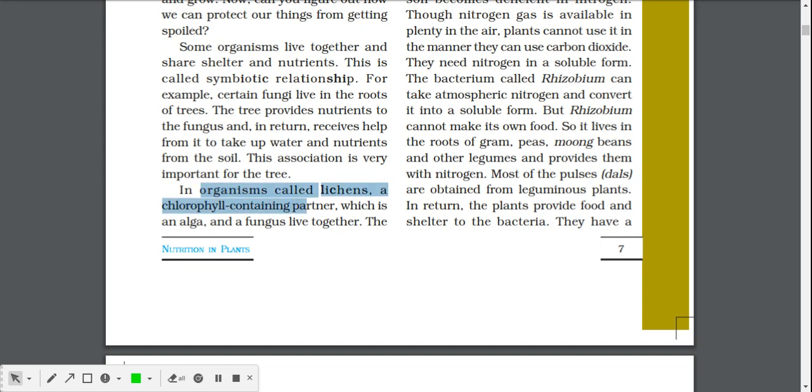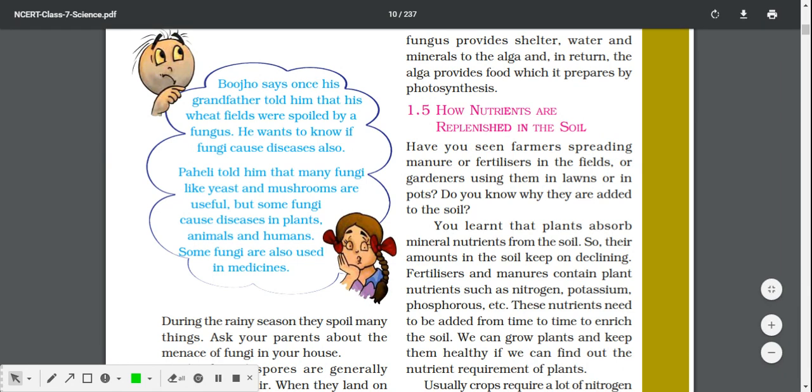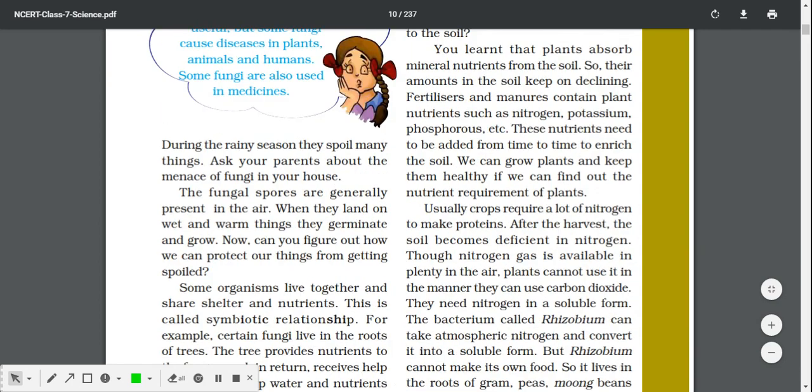In organisms called lichens, a chlorophyll-containing partner, which is an alga, and a fungus live together. So this is most important. Algae and fungus live together in lichens. The fungus provides shelter, water, and minerals to the alga, and in return the alga prepares food by photosynthesis for the fungus.